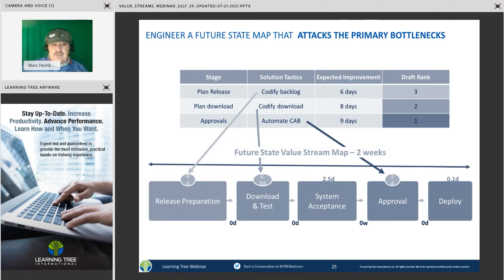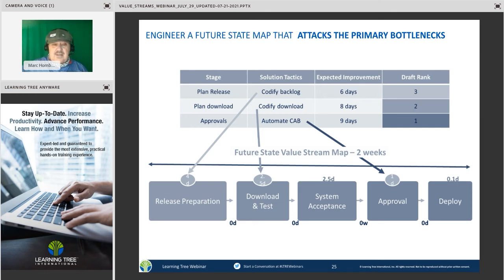When you're doing that and you've got a map and everybody agreed, yeah, that's the right way to represent our value stream, you then look at where the key bottlenecks are, and rank them. What do you think are the most important? Try to identify where you might make improvements. In this case, the approvals phase or stage was their highest rank because it took the longest, 9 days, so they could automate their approval process. That's a tactic or strategy.